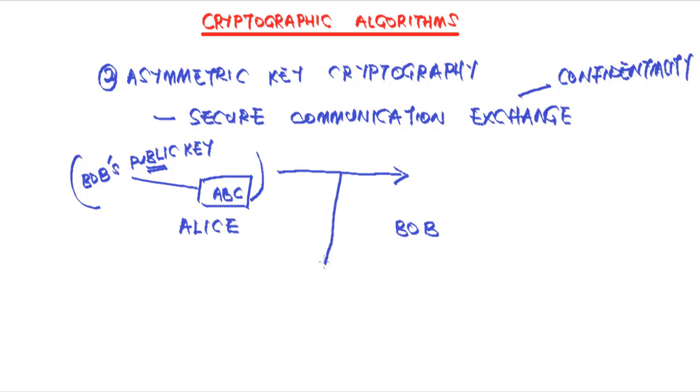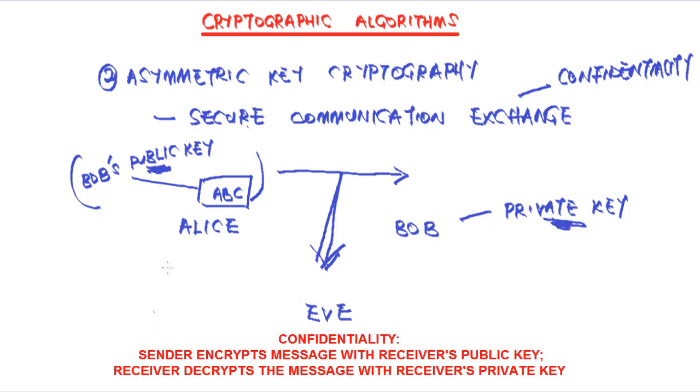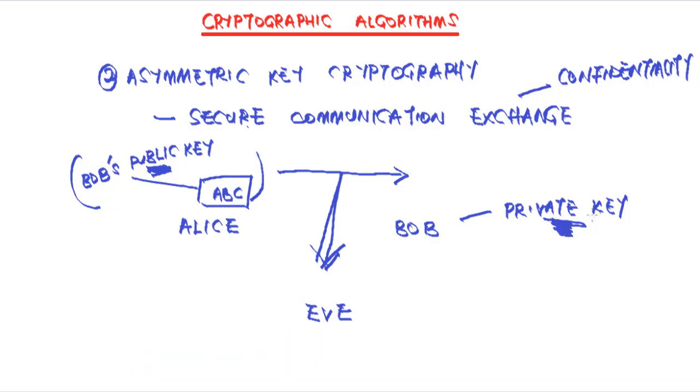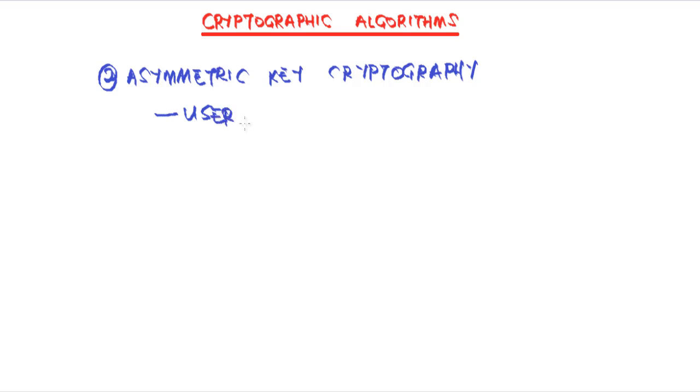Now, even if Eve intercepts this message, because it has been encrypted with Bob's public key, only Bob's private key, which is with Bob, can decrypt a message that has been encrypted with his public key. So in this way, you have secure communication exchange. Even if Eve should intercept this message, she would not be able to decrypt it because she doesn't have Bob's private key. So in summary, the sender encrypts the message with the receiver's public key, and the receiver decrypts the message with the receiver's private key. Now the second one that we're going to look at is user authentication.